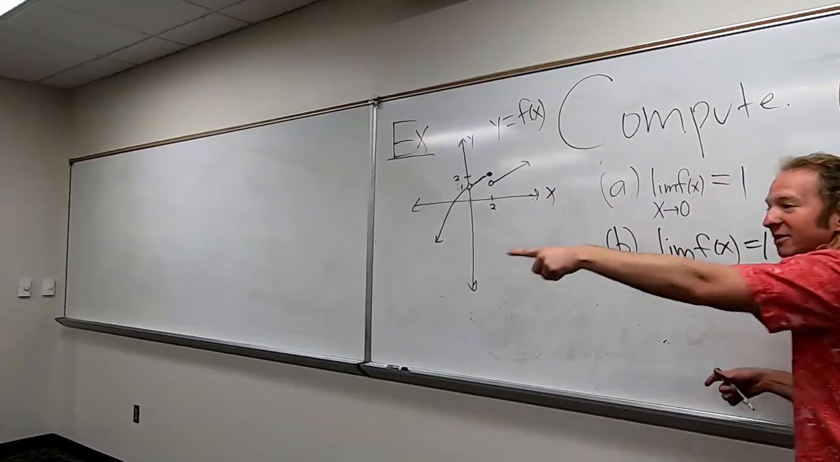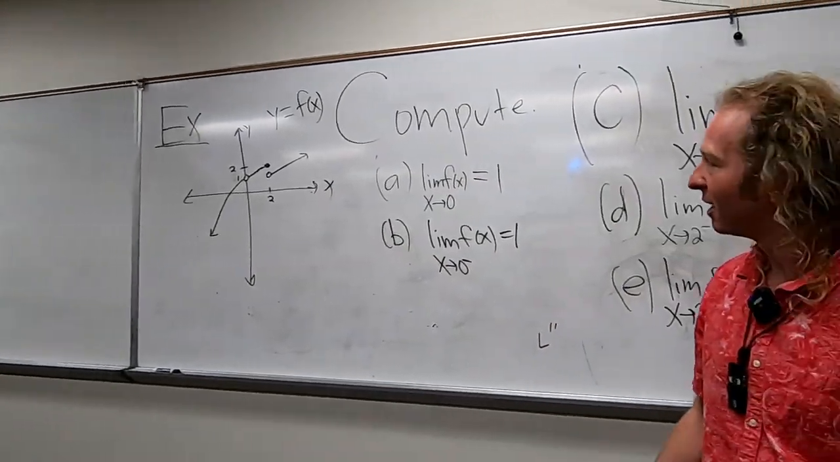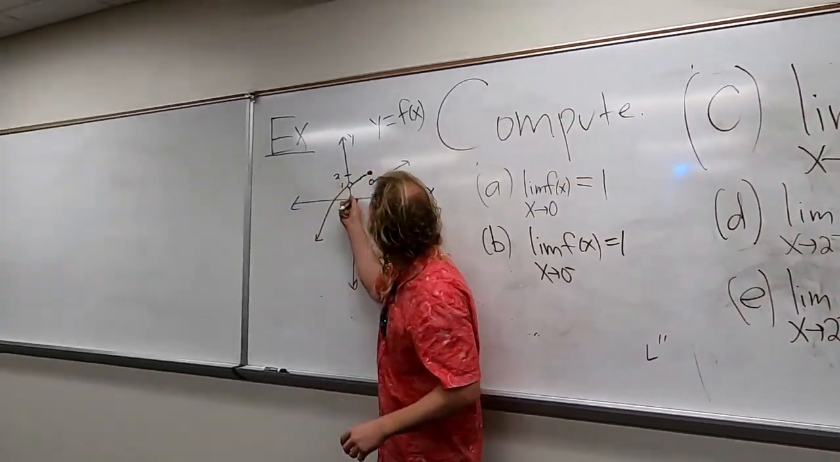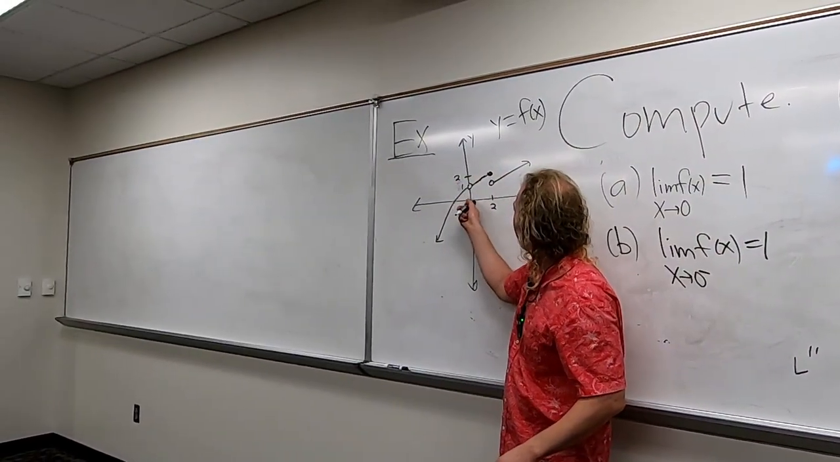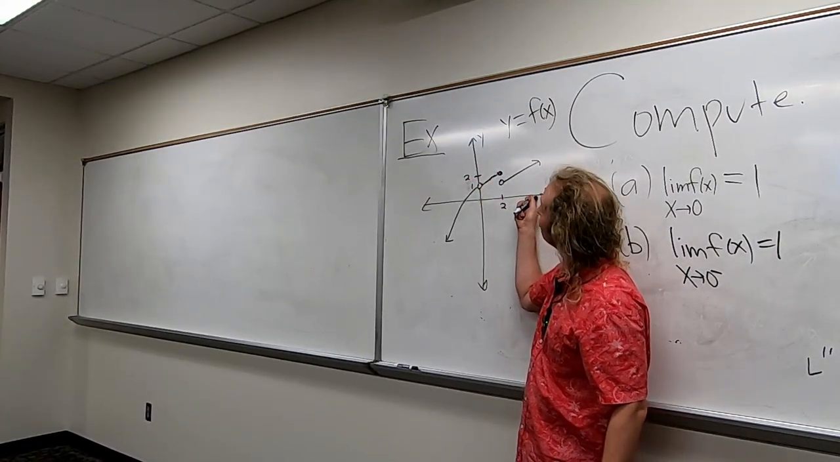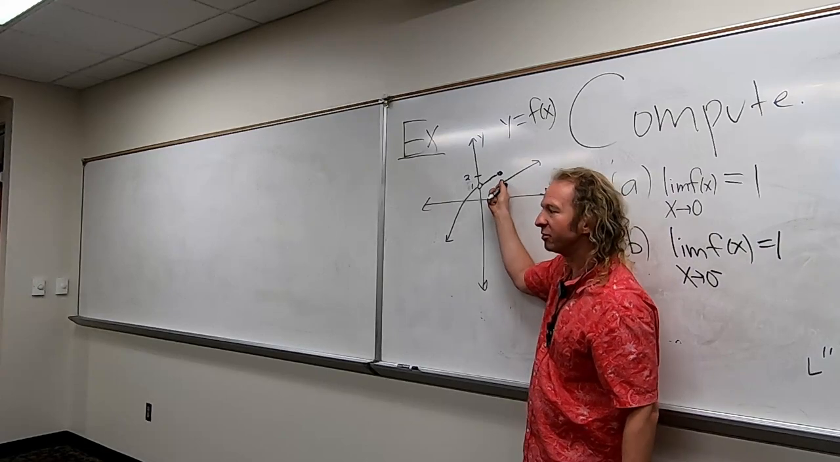Like we did here. Yes? So 2 is the closed circle and 1 is the open circle? Is that how you're viewing it? Yes. So when x approaches 2 from the left, it approaches this closed circle. And then when x approaches 2 from the right, it approaches this open circle.